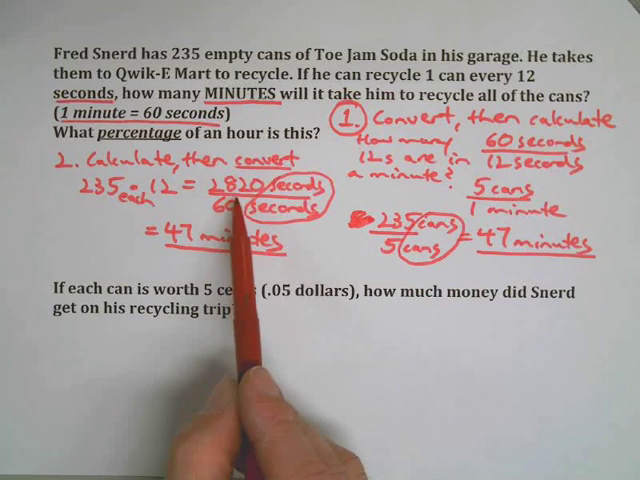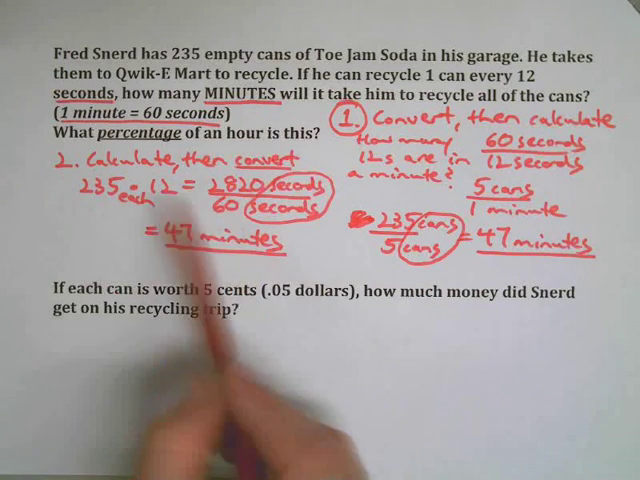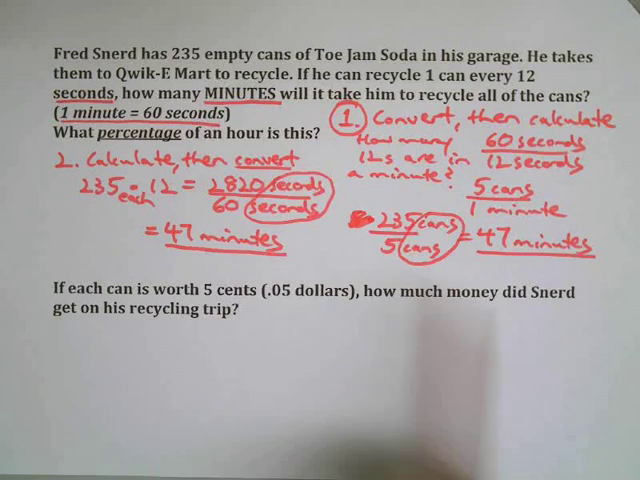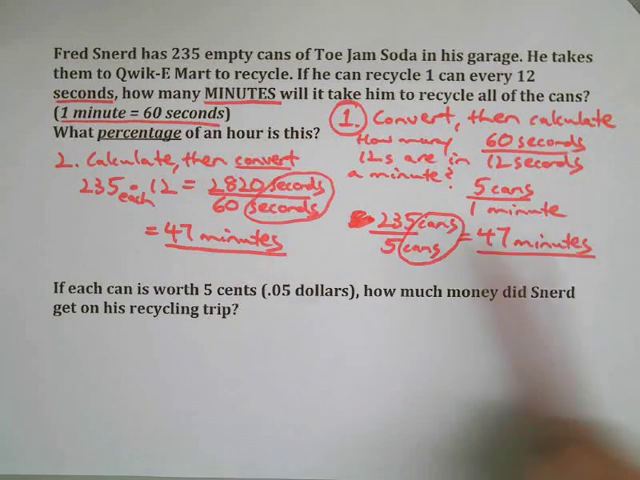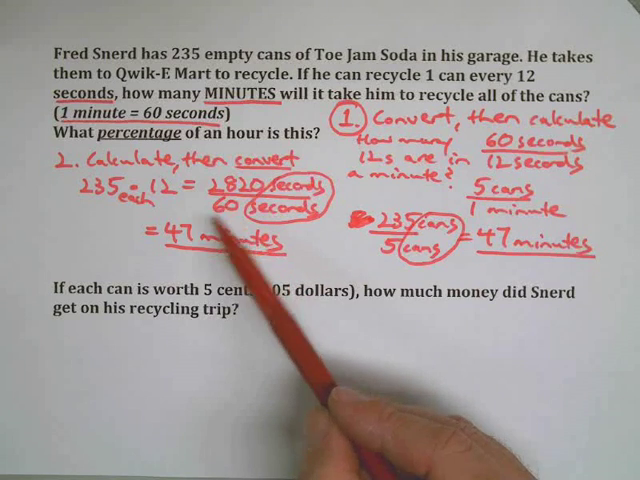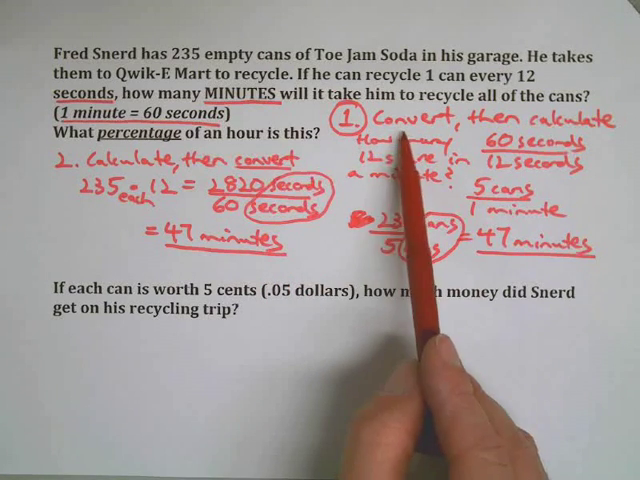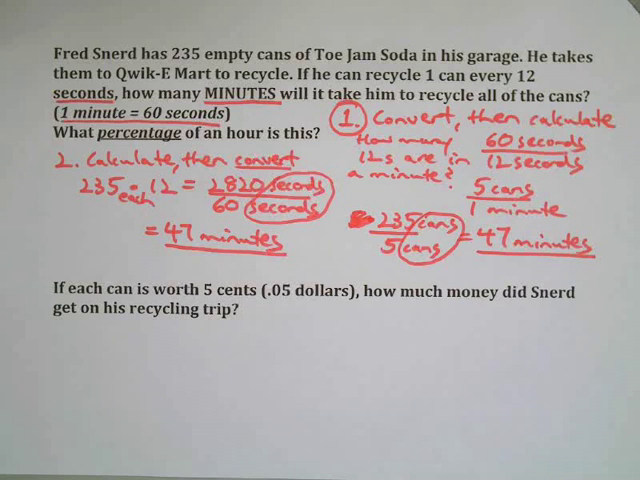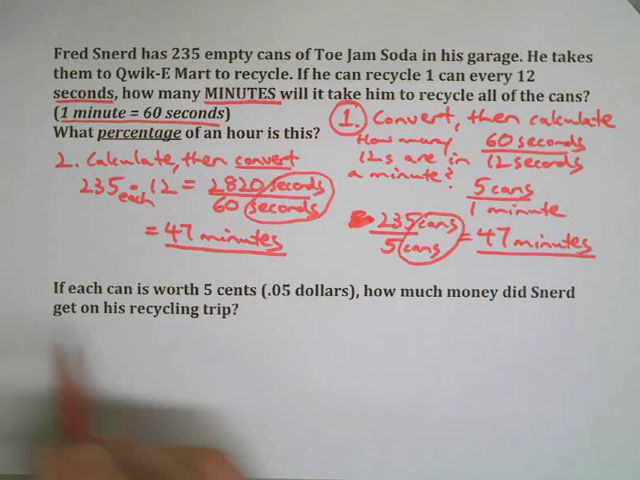I like this first version best just because the numbers aren't as big, right? I got a big number over here. That means there's some room for error. Okay, I can misplace a 0, I could have a decimal place in the wrong place. It gets complicated with the big numbers. So for this problem, I would probably choose to convert first, then calculate. Feel free to use whichever method you like, or if you have a third one, send me an email, let me know what it is.